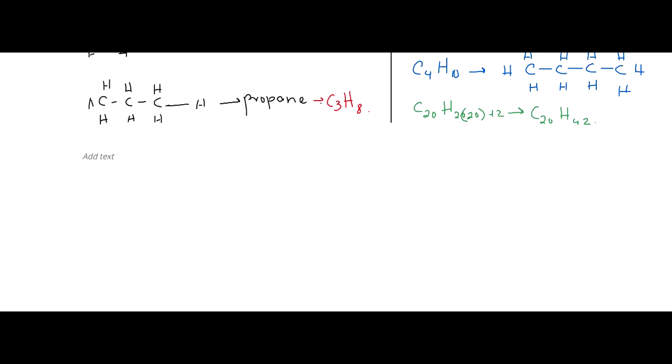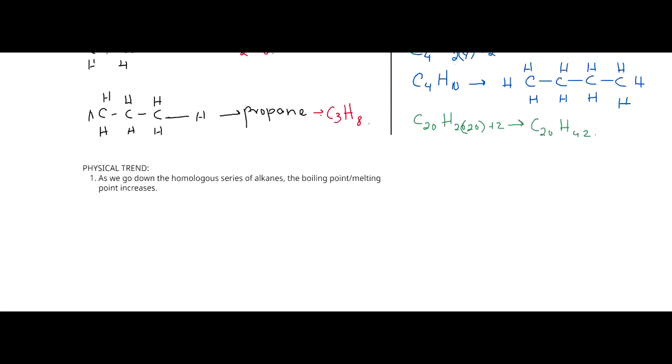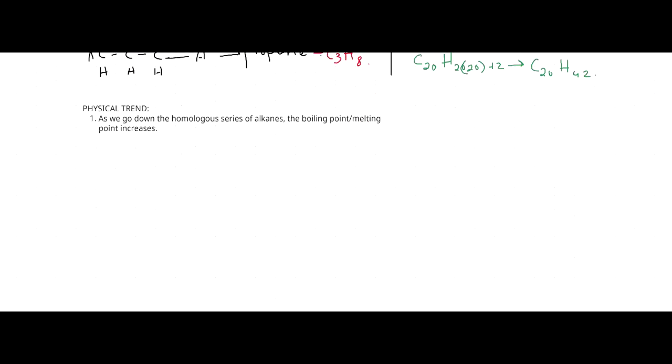Now, as we go down the homologous series of alkanes, the boiling point and melting point increases. Okay, so the boiling point and the melting point increases. There is a reason for this. Now if I am going down the chain, let me explain what we mean by going down the chain or going down the homologous group.